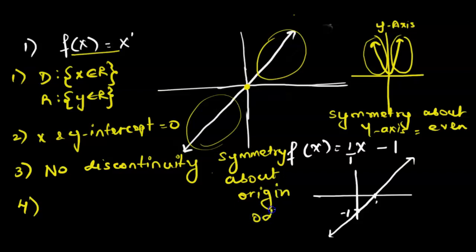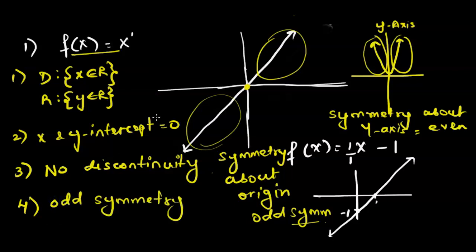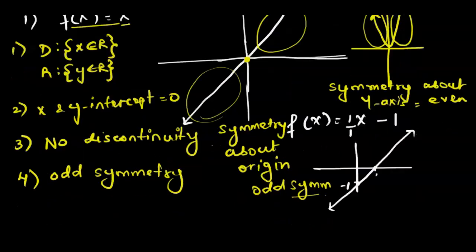Then it is called odd symmetry. Therefore, in this particular example, we see odd symmetry. And we notice this type of symmetry only in the parent function. If we look at this equation, this is also a linear equation, whereas this graph is not symmetrical about the origin. So we would call this graph to have no symmetry.